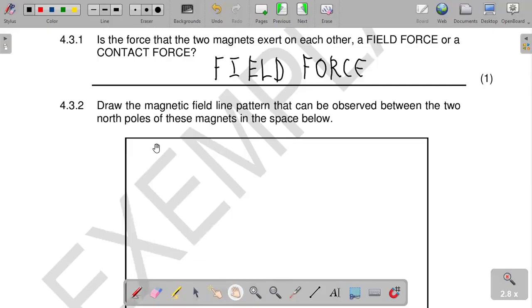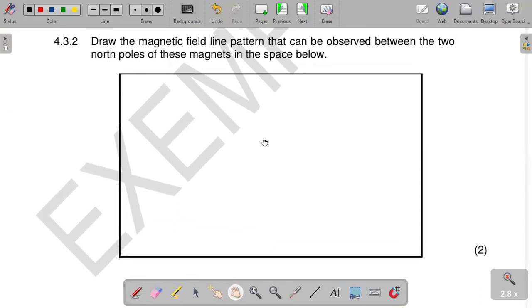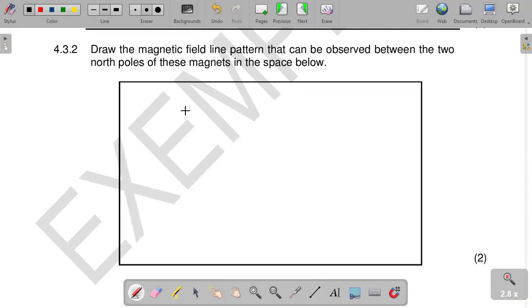Number 2, 4.3.2. Draw the magnetic field line pattern that can be observed between the two north poles of these magnets in the space below. Okay, so the two north poles. So you remember what I said, in this case, they are specific. Right? They want us to show between the two north poles.